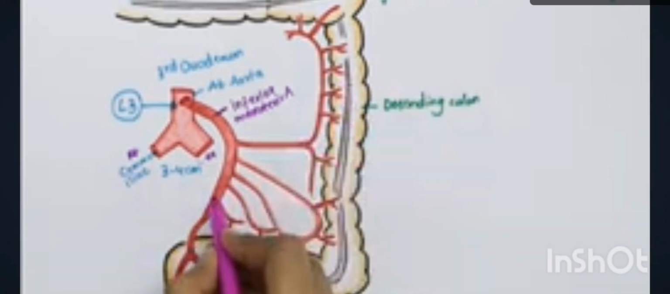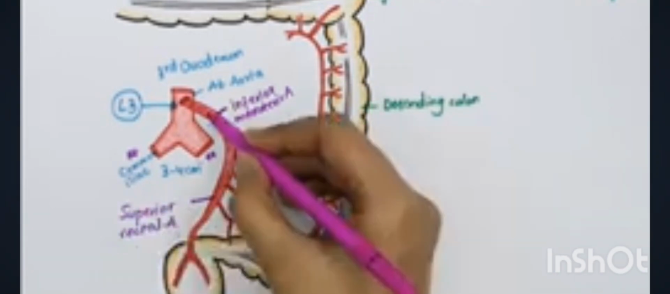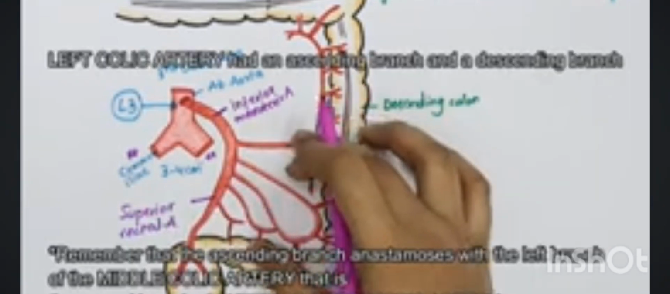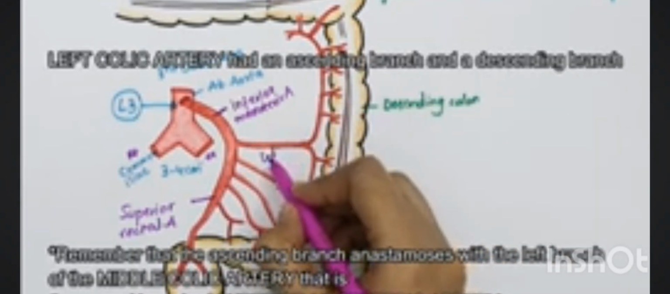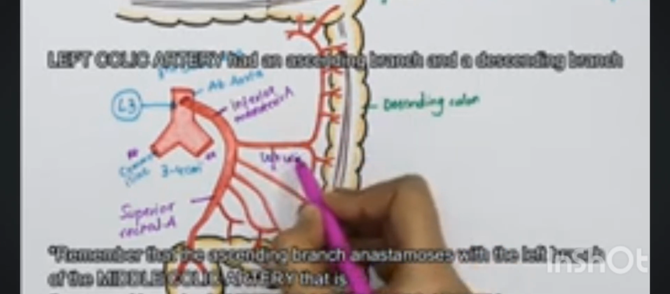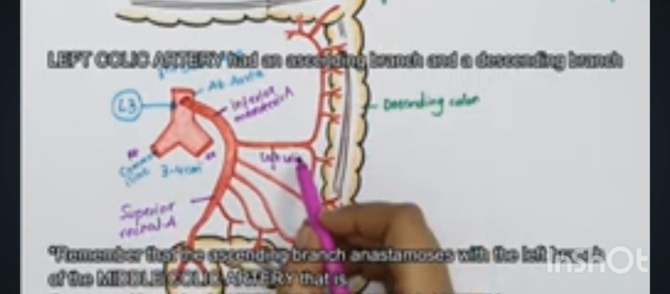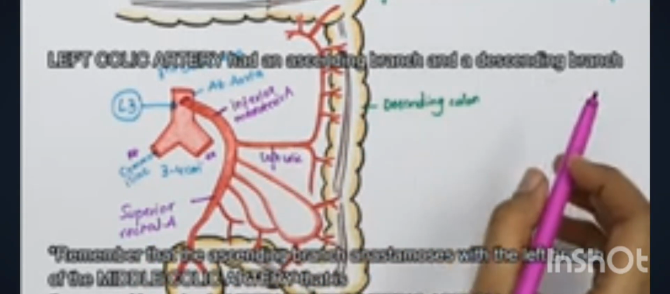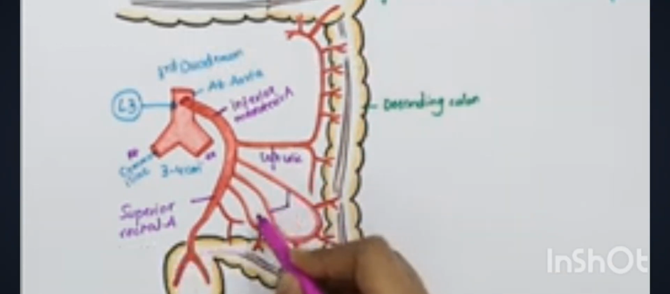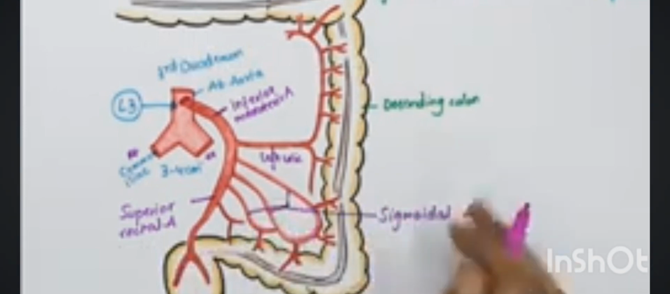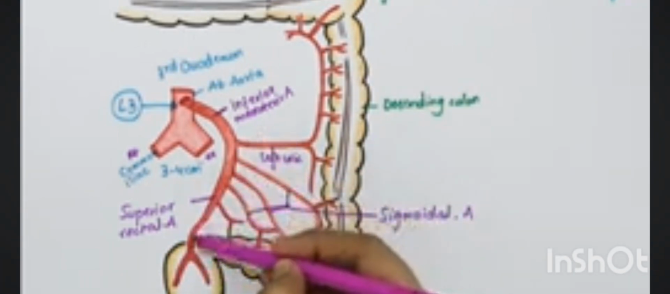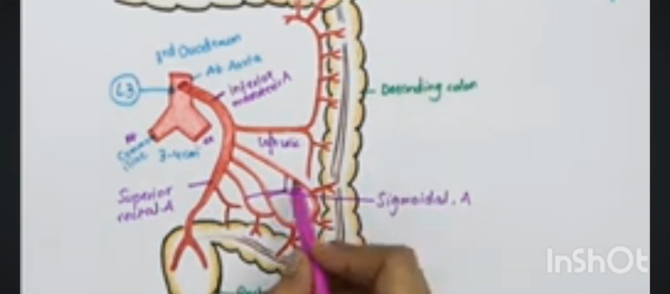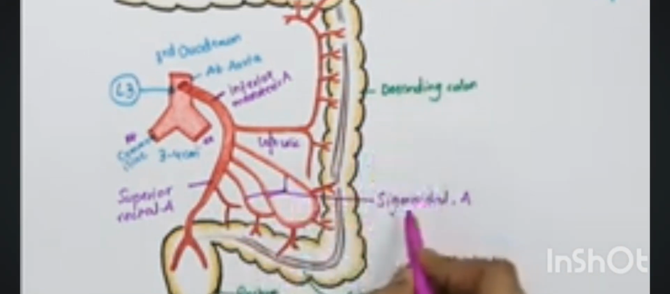So this is the superior rectal artery, and this inferior mesenteric artery gives off some branches, that is the left colic artery. This is the left colic. The right colic and the middle colic are the branches of the superior mesenteric artery. For a video on superior mesenteric artery, you can click on the I button. These are the sigmoidal arteries. And the third branch is the superior rectal artery, that is the continuation of the inferior mesenteric artery. These sigmoidal arteries are 2 to 3 in number.